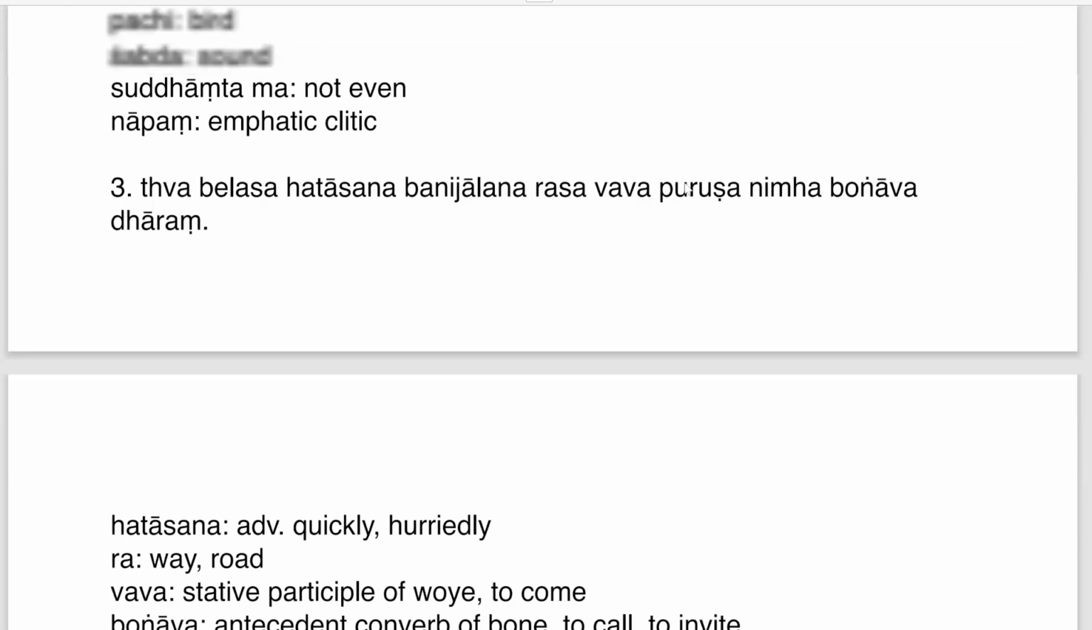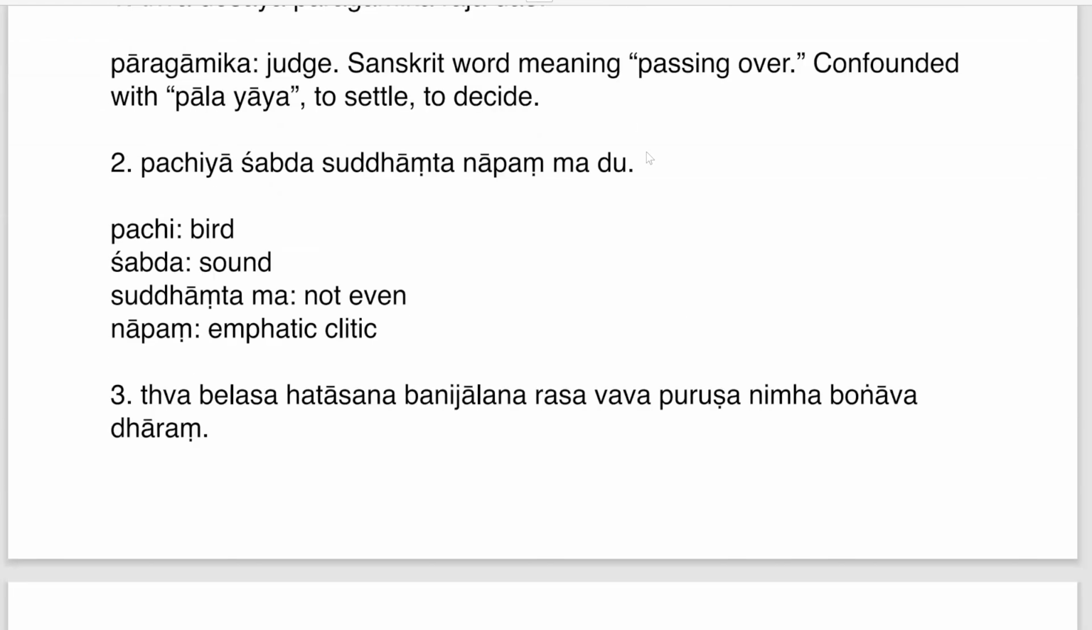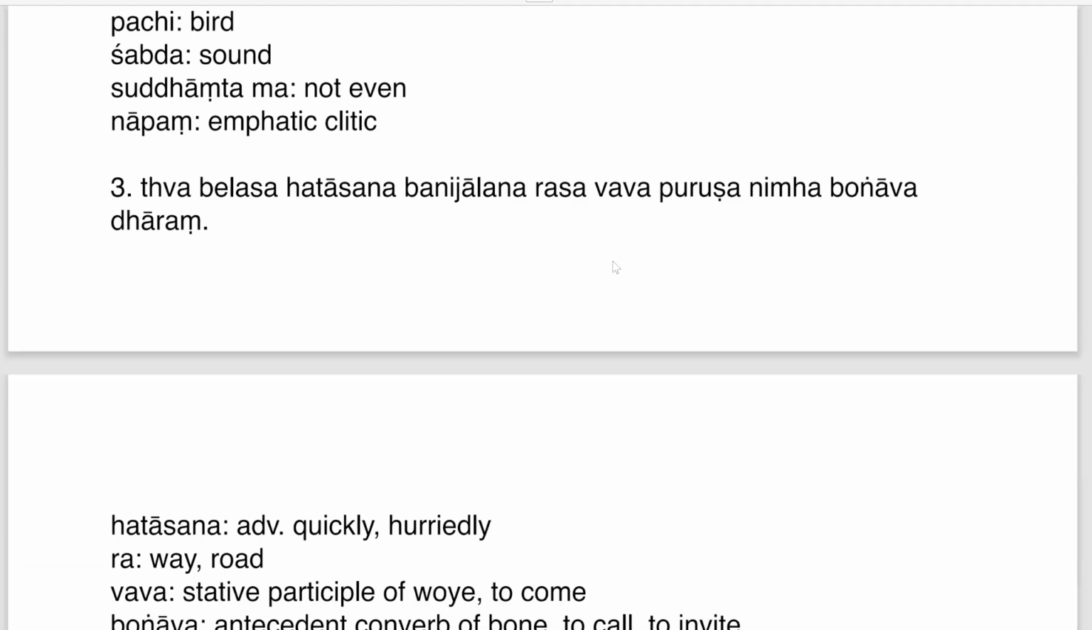So we see the stative participle can be placed at the end of the sentence. But here we see that as a participle, it can also modify the noun after it. So here is an example: wowo, rasa wowo purusha, a person who came on the road. So rasa, we had that before, and that time rasa means rejoice. At first sight, you might think this is again delight, rejoice. But here you need some analysis.